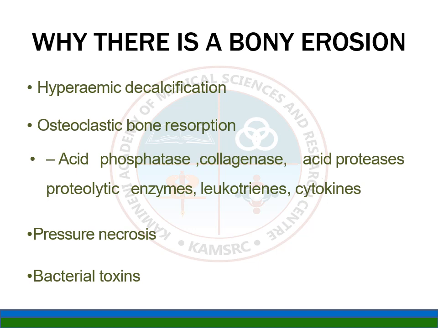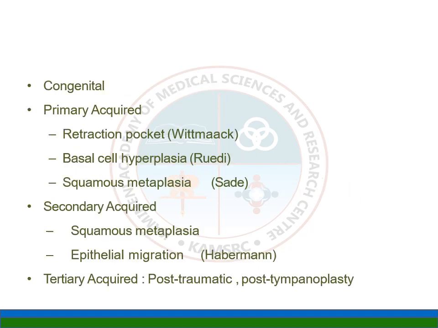The third one is pressure necrosis. The sac is filled with keratin debris and keeps on expanding, and it causes pressure necrosis of the surrounding bone. And the fourth and final one, which you need not bother about much, is bacterial toxins. The secondary infection gives toxins, and it causes bony erosions. So these 4 are important. The first 3 are very important. These are frequently asked MCQ questions in the pre-PG entrance.